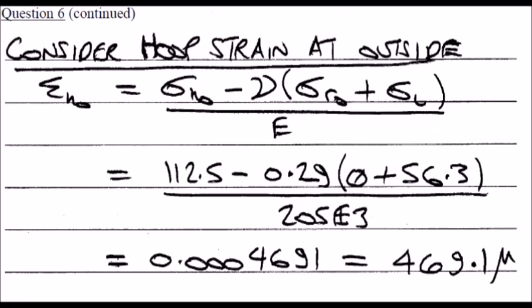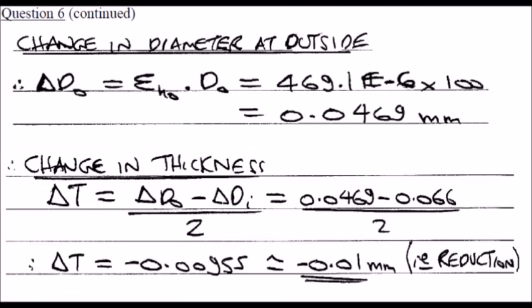We now undertake a similar process to calculate the hoop strain at the outside surface of the vessel. Hoop strain at the outside surface can be calculated from the equation shown here, as used before, and that's 0.004691, or 469.1 microstrain. So again, we can find our change in diameter at the outside surface. That will be the hoop strain at the outside surface multiplied by the original outside diameter. Evaluating that becomes 0.0469 millimeters.